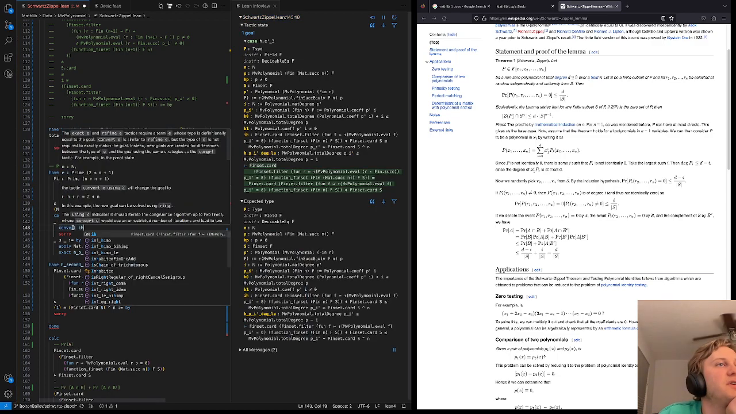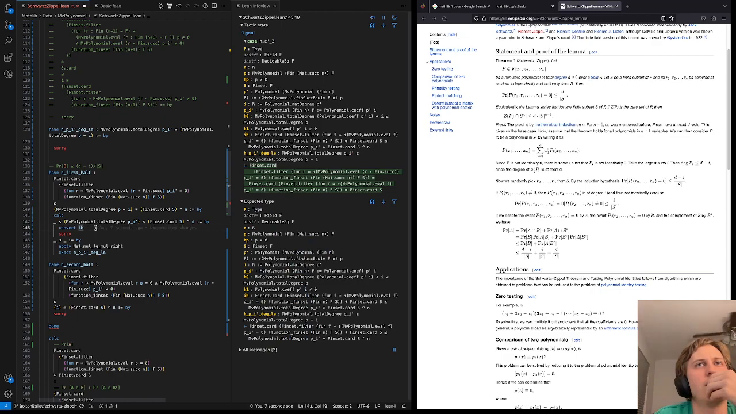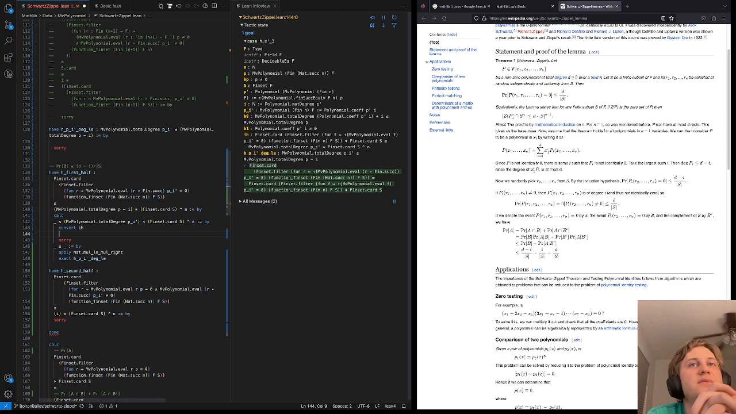What exactly is the convert tactic? Convert is similar, but the type e is not required to exactly match the goal. Cool. And the point is that this seems like something that is true for rather elementary reasons.